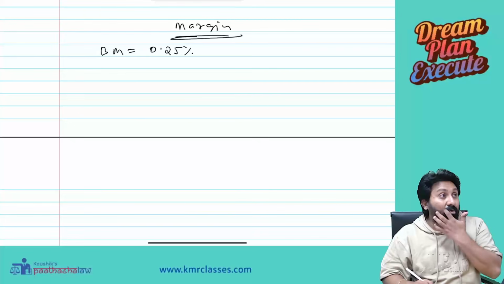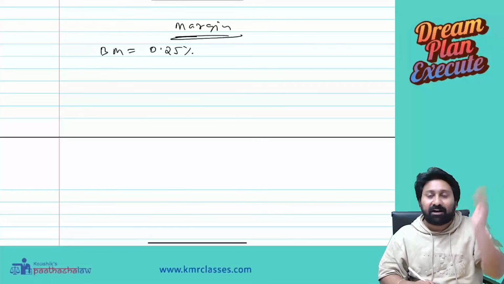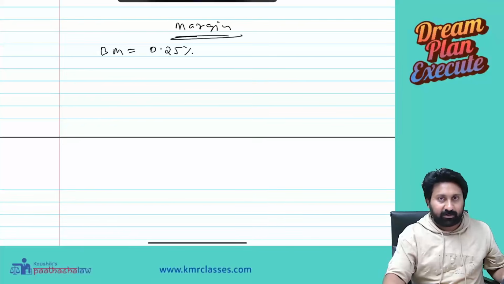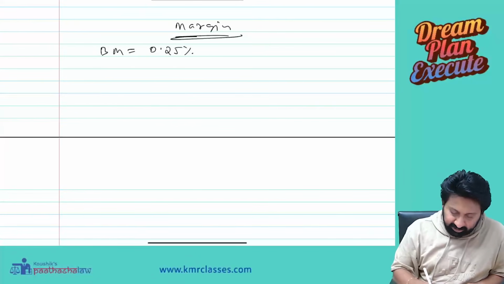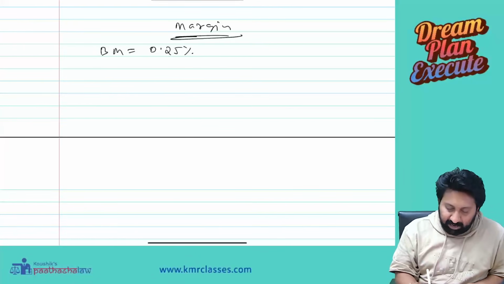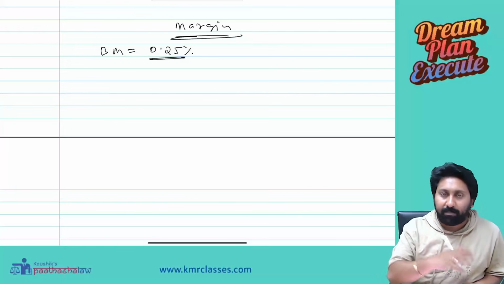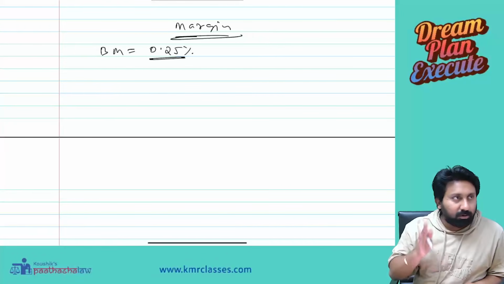0.25%. Now, whether to add or deduct, we will get a doubt. How to adjust the margins? See here. Whenever a margin is given, they will tell banker's margin or margin. That's it. What to do is the question now.